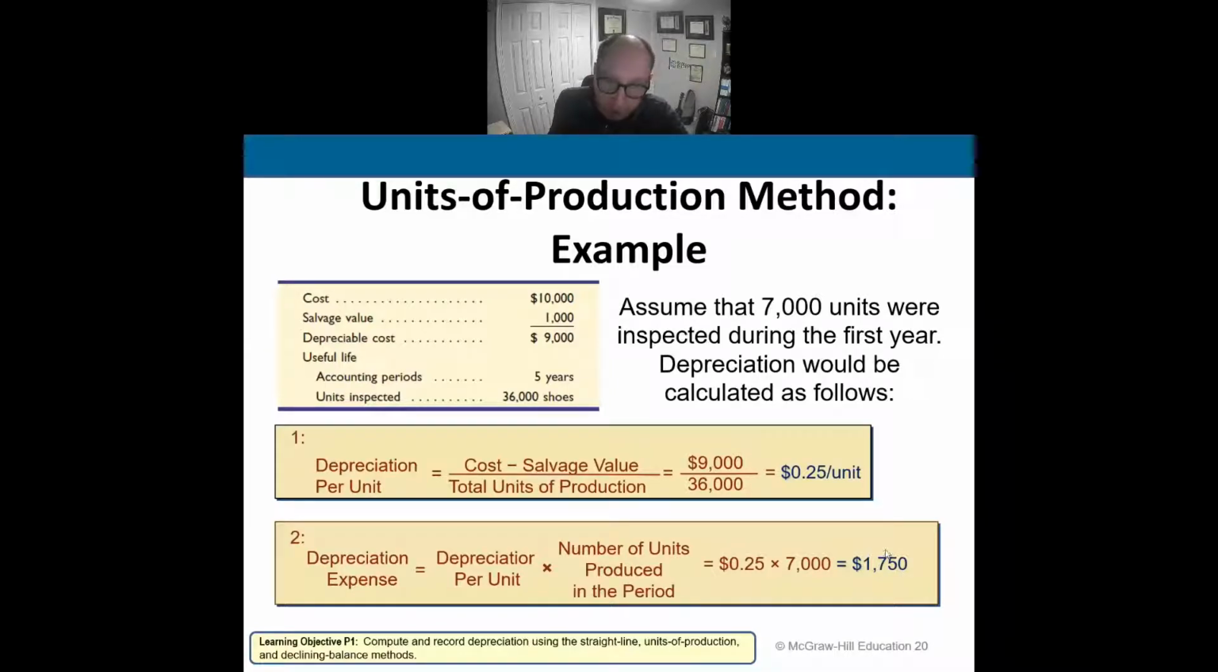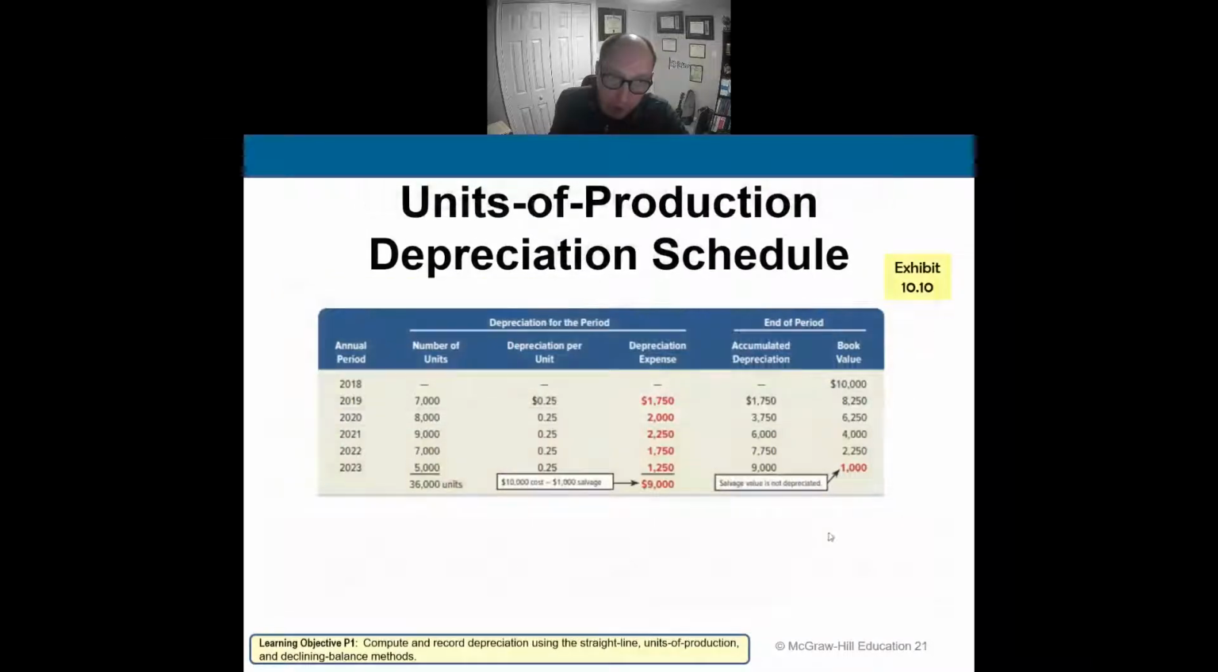I follow that same process for each subsequent year. So first year was 7,000 units. The next year I did 8,000 units. Following year I did 9,000 units, then 7, then 5. Until I got a total of 36,000 units for the life of the machine. My total depreciation expense should equal $9,000.